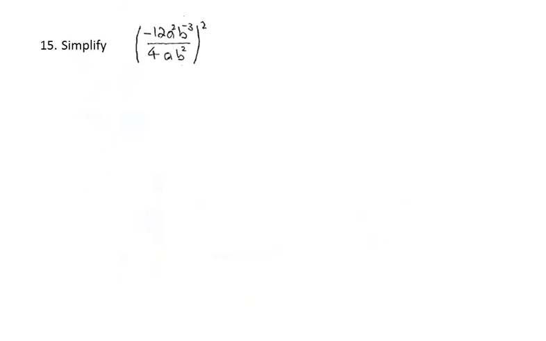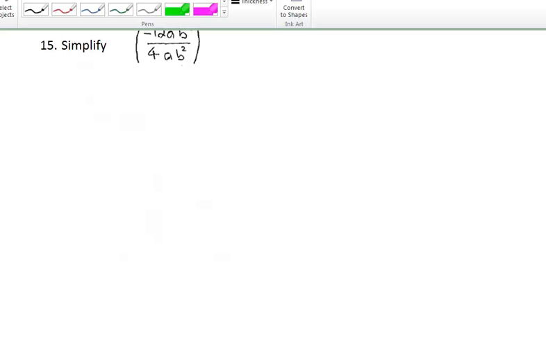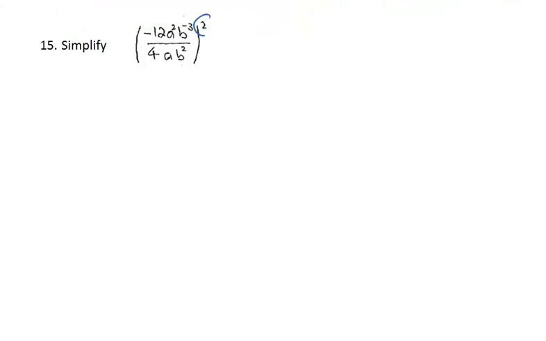Moving on to question 15. We've got quite a lot of different terms here, or numbers in our brackets here. Our first step we're going to look at here, we have this squared. We're going to put this through everything before we start to work. Negative 12 squared, a, we've got to the power of 2 multiplied by 2. B to the power of negative 3, we're multiplying by 2 because we have this squared on the outside here.